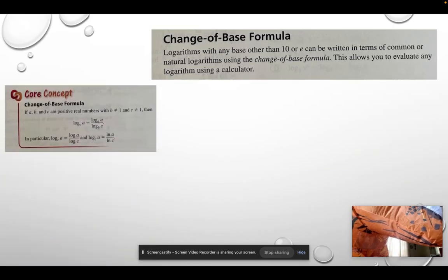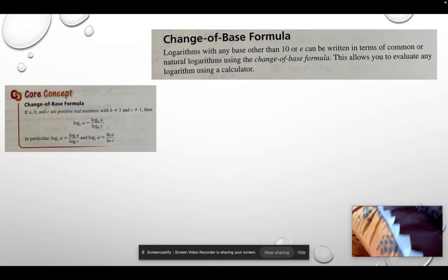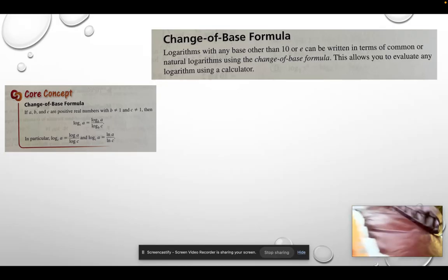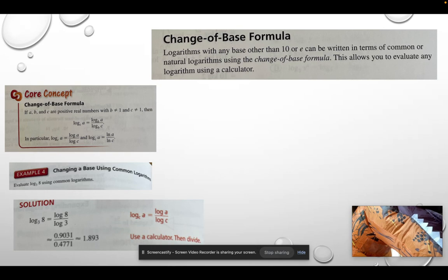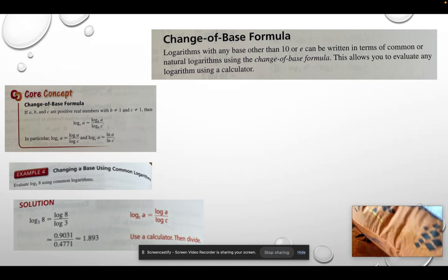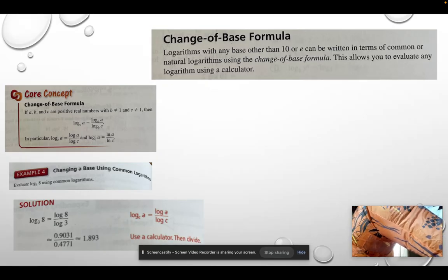And then we have our change of base formula, which allows you to essentially change any logarithm you need to. And so we have that log base C of A becomes log base B of A over log base B of C. Or you can just simply use the common logarithm, or you can actually go ahead and use natural logarithms. Okay, and so let's take a look at this one. If we wanted to evaluate log base 3 of 8, we could do log of 8 over log of 3.